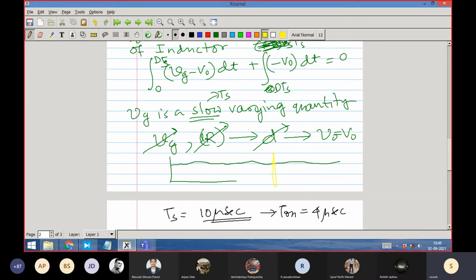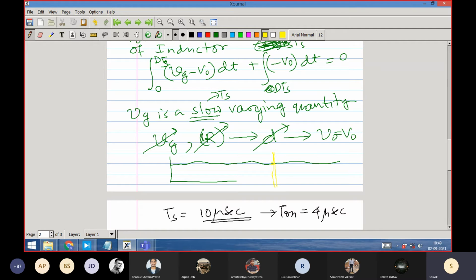V0 variation is absolutely not there; it should not be there. Only 2%, 3% variation I will tolerate. But VG variation will be 10-15% in magnitude, though its rate of change is slow. It is not very fast. You learn later that I can always maintain it.